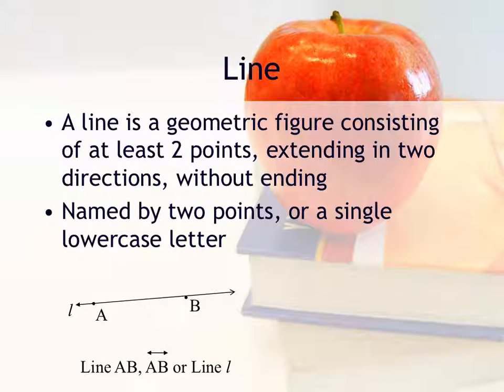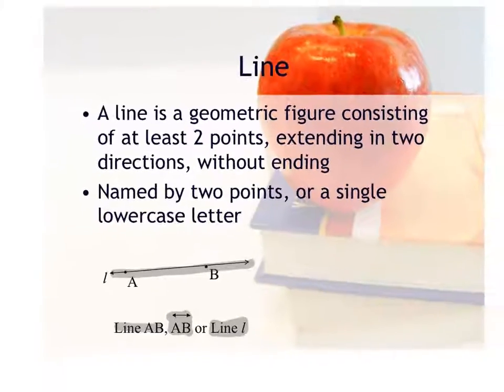Okay, a line is next. A line is a geometric figure consisting of at least 2 points, extending in 2 directions without ending. So it does not end. And it is named by 2 points or a single lowercase letter. That letter is usually italicized. So the line that's drawn there is line AB. So when it's named by its points, it's line AB like this. It's AB with a little line with 2 arrows on top of it, or it can also be called line L. Usually it's one or the other. You typically won't see both the lowercase and the uppercase. You'll see one or the other.